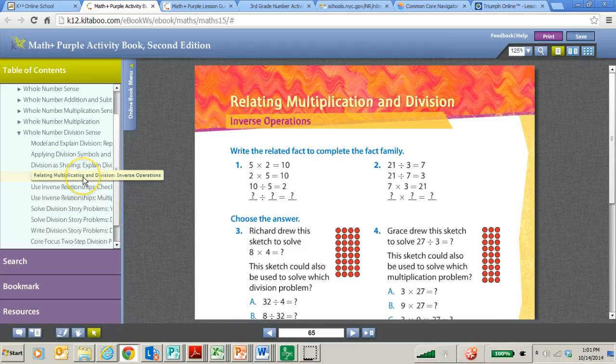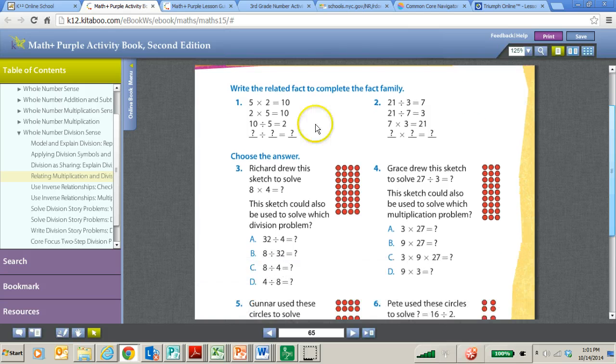This again correlates right with relating multiplication and division and fact families. There are lots of fact family ideas on the internet. We know that a fact family, except for doubles facts, has 4 different equations that can be written. We have 5 times 2 is 10, 2 times 5 is 10. That shows the commutative property of multiplication, and it doesn't matter which order.